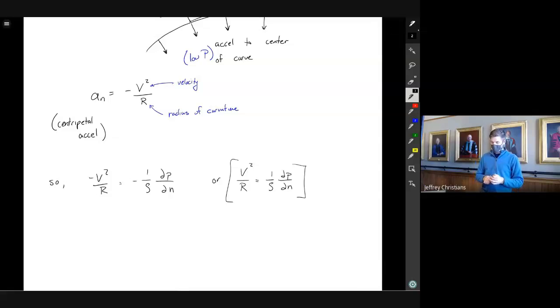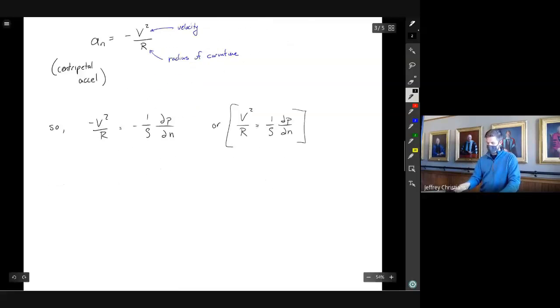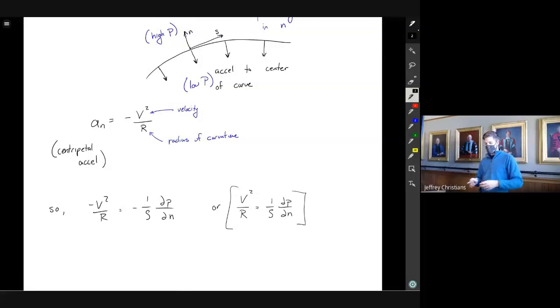So again, pressure increases in the outward normal direction. So you have a high pressure on the outside, low pressure on the inside. And again, it's going to be related to the radius of the curvature. So a tighter curve of the streamlines is going to be caused by larger pressure differences.